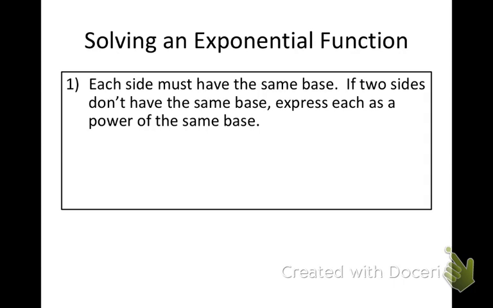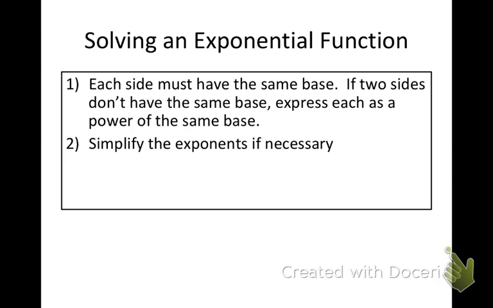Okay? So each side must have the same base. If two sides don't have the same base, then we need to express each as a power of the same base. I'll show you what that looks like when we get there. So each side must have the same base. If two sides don't have the same base, express each as a power of the same base. So we're going to have to do some conversions to make them into the same base. Remember, your base is the number below your exponent. You have your base, you have your power.